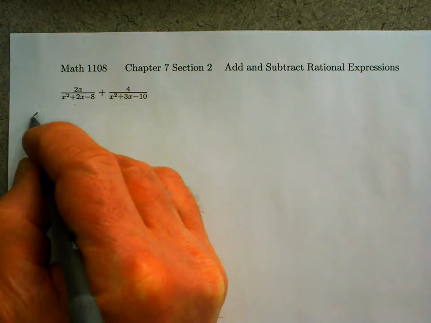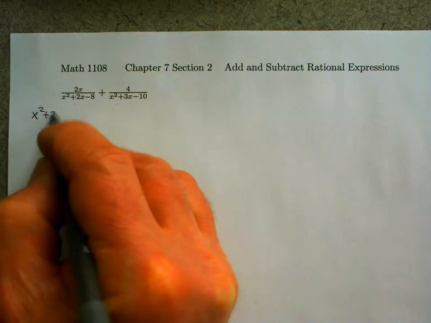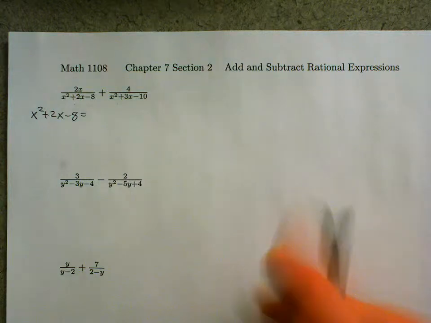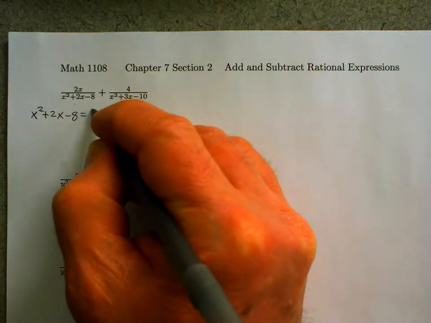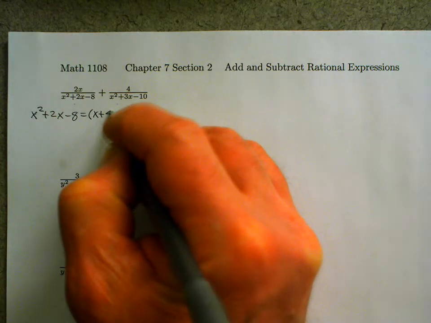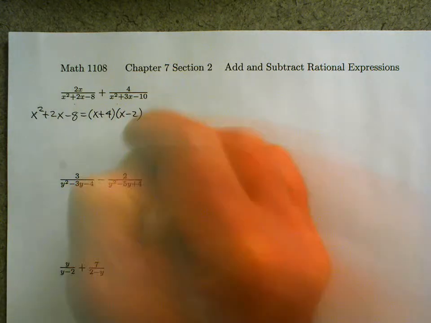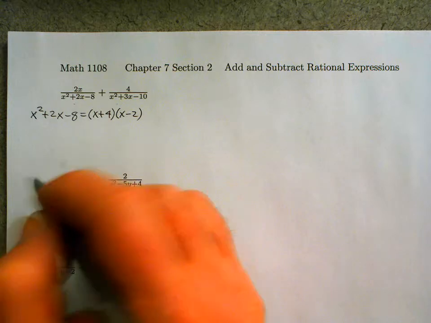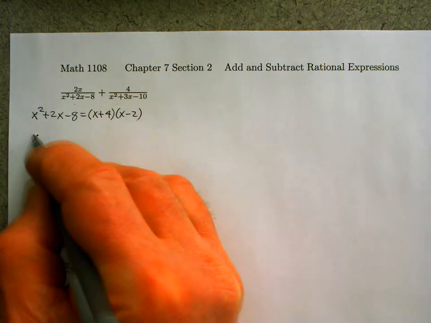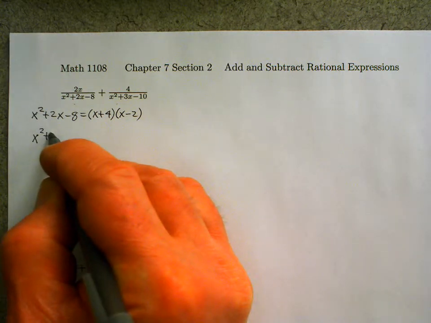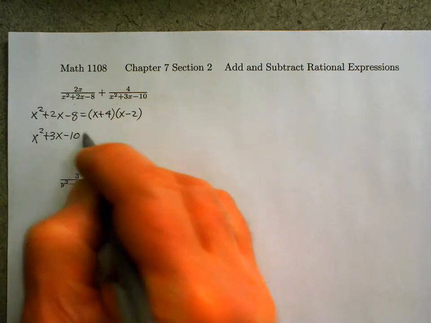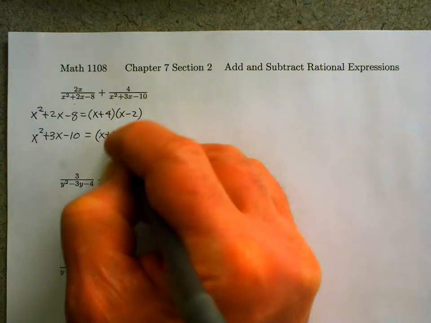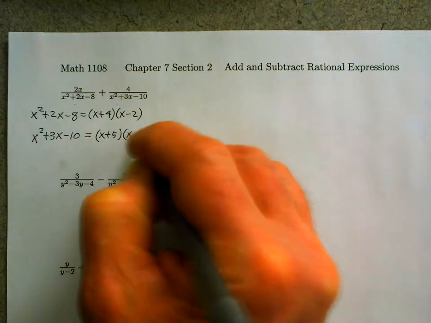So the denominator x squared plus 2x minus 8. This factors pretty nicely. The two factors are x plus 4 and x minus 2. The other denominator, x squared plus 3x minus 10, that also factors pretty nicely. The two factors are x plus 5 and x minus 2.